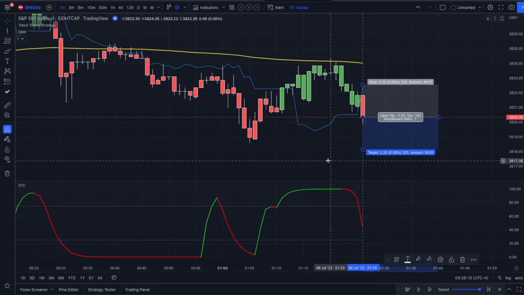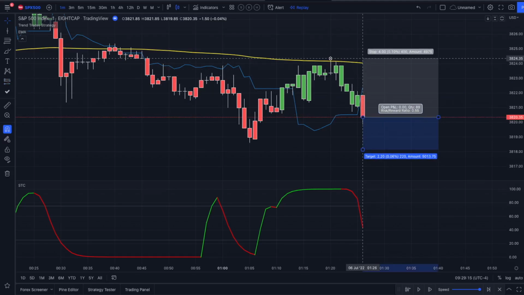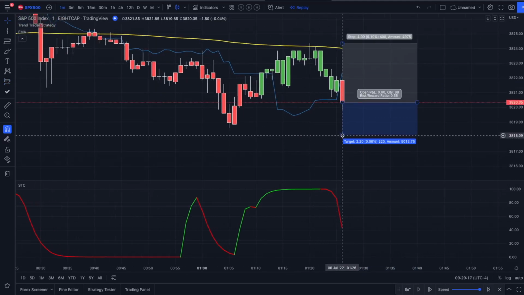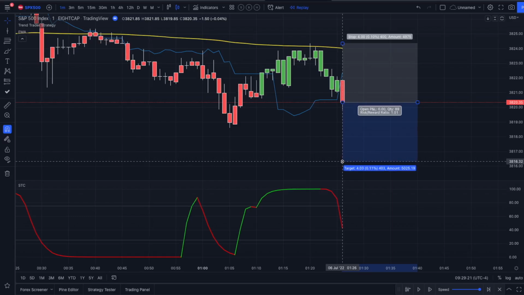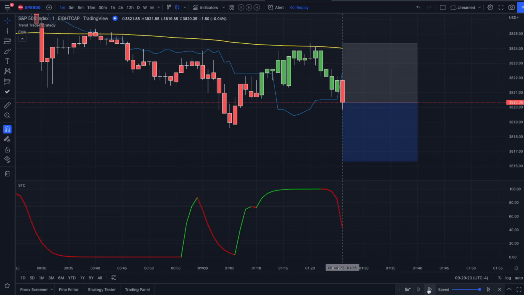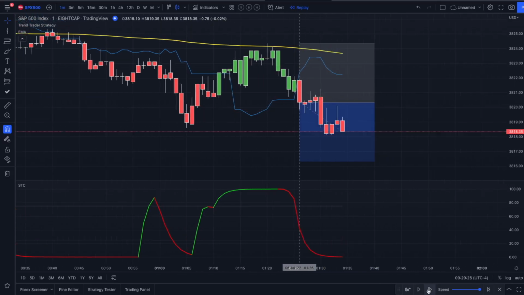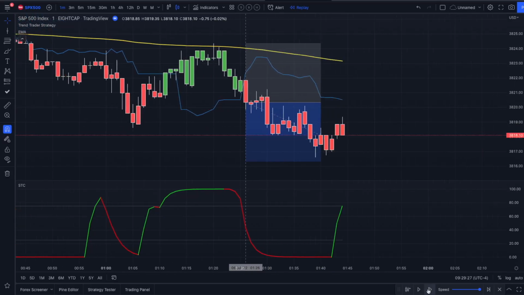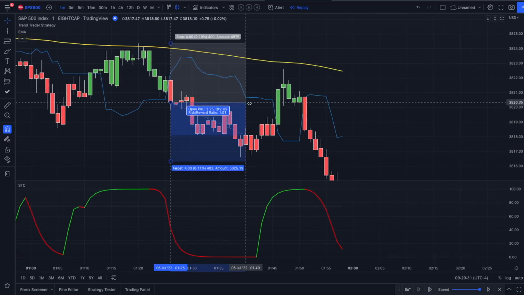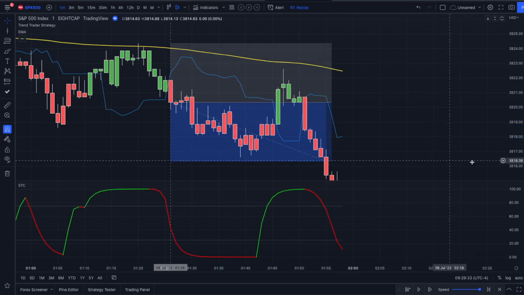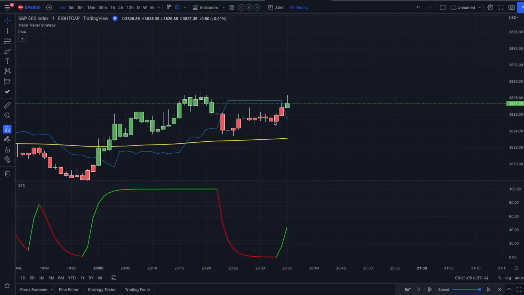We are going to place our entry right here, set our stop loss up here at this swing high, and target a 1-to-1 risk reward ratio. Let's see how this played out. Oh, pretty close, and we hit take profit. Beautiful trade.